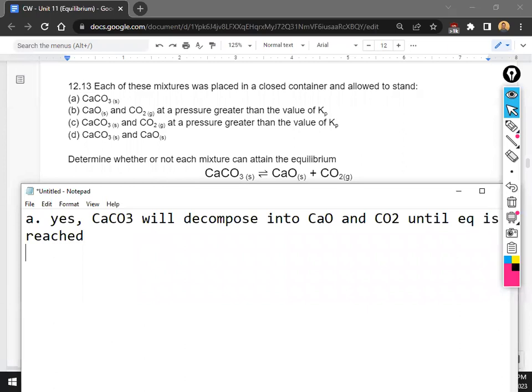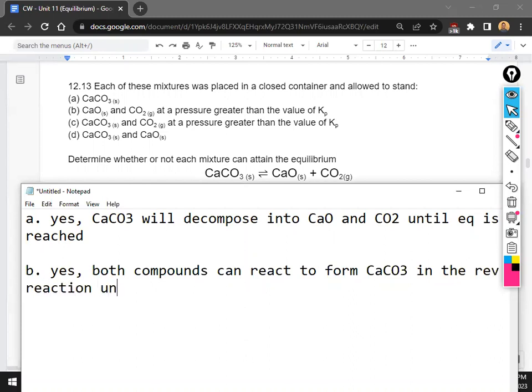Okay, so for B, the answer is going to be yes. The reason why is because if we put both products in there, what's gonna happen? Both products can react to form CaCO3. Maybe products is the wrong word. Both compounds, because if it's a reverse reaction, the reverse reaction proceeds until equilibrium is reached. Okay, let's move on to the next one.